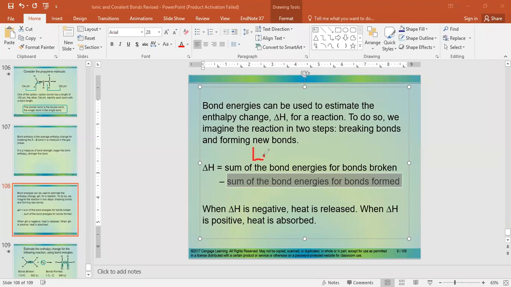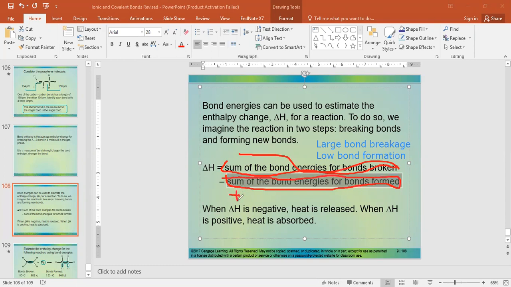When you have large bond breakage and low bond formation, then the value that you get here is high, the value that you get here is low, and the answer is going to be positive, meaning that the overall process is endothermic.